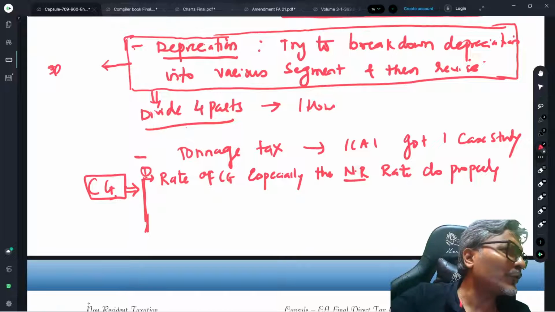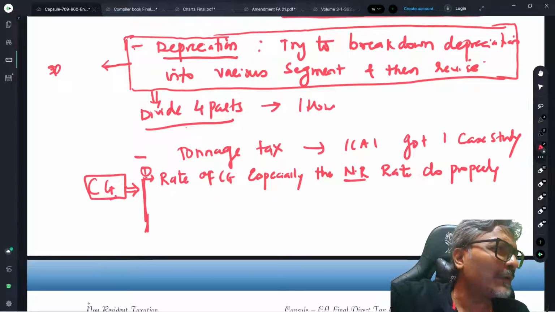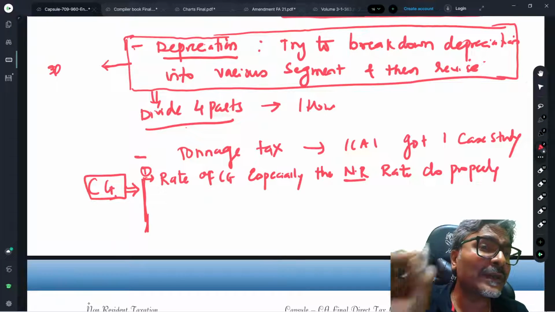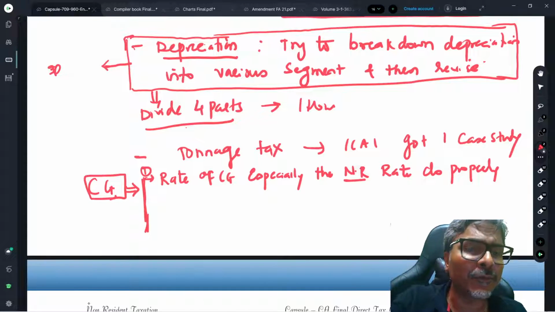context. Apart from your 112A and 111A, which I think all of you are aware of. But this rate, specifically of the non-resident, has to be done very, very carefully.